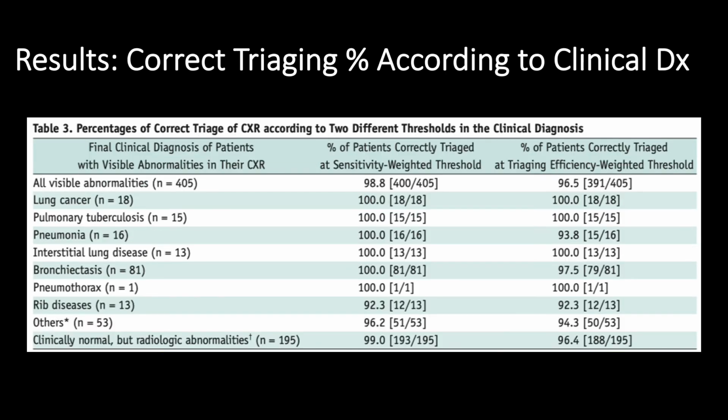At triaging efficiency weighted threshold, we've missed 14 abnormal cases due to normal image triaging, and we included ILD, bronchiectasis, rib diseases, and other congenital lung diseases. In the sensitivity weighted threshold, we've missed 5 cases including rib disease, other congenital lung disease, and 2 clinically non-significant radiologic abnormalities. At both thresholds, we did not miss lung cancer and pneumonia due to normal image triaging, which are the 2 most important target diseases in the health screening setting.